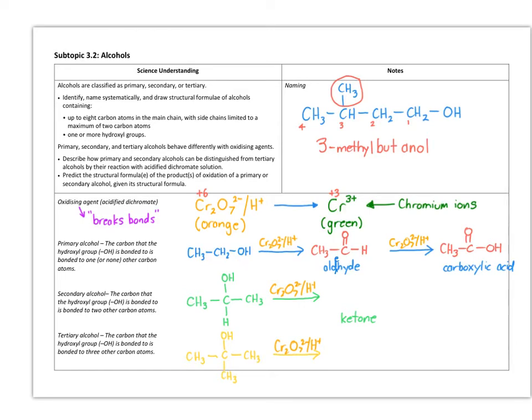A secondary alcohol, when we oxidize that, we will get a ketone. So in this case, CH3, and then on this middle carbon, the alcohol will get replaced by the double bonded oxygen group, which is the ketone, and we will get the ketone form. So a secondary alcohol gives a ketone.